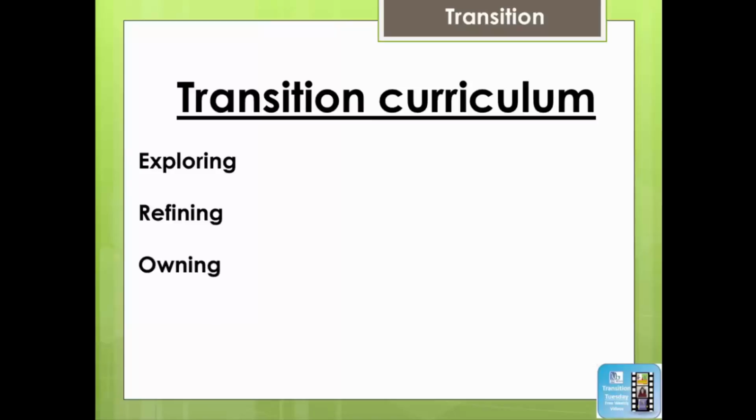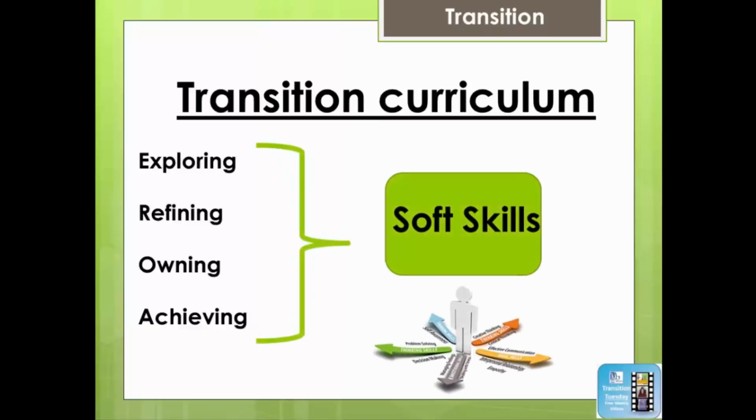Owning. Students write their own post-secondary goals based on what they've learned. They also assess their transition readiness, creating a list of important tasks they need to complete and a timeline. And then finally, achieving. Students complete their timeline and learn important skills to prepare them to achieve their post-secondary goals. During this whole process, the students are continuously working on their specific needed soft skills, such as problem solving, organization, and teamwork.